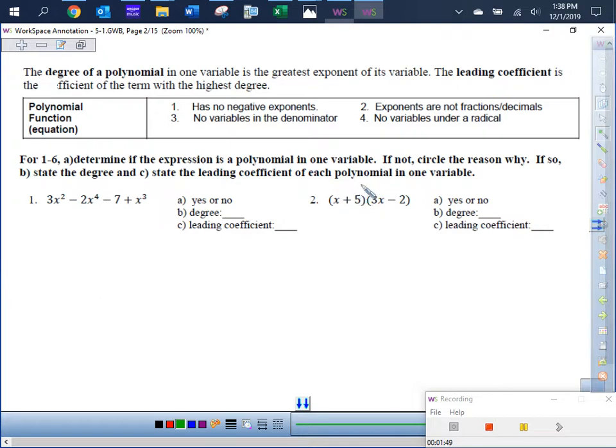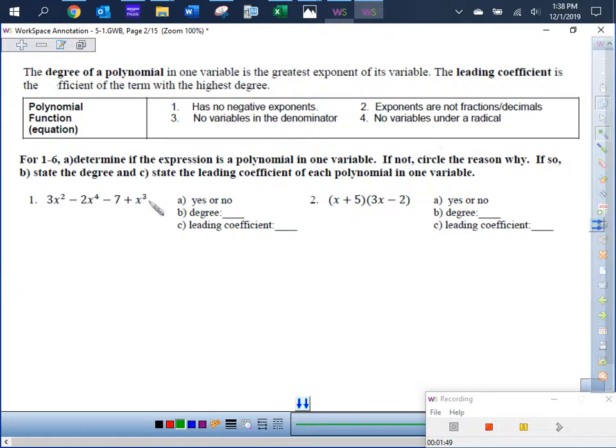So let's just dive in. They have to be using one variable first of all, right? And there are 4 basic rules. Obviously if it's got x's and y's and stuff like that, that's a definite no. But if they're all the same variable, there are 4 rules. It can have no negative exponents. It can't have any exponents that are fractions or decimals. It can't have any variables in the denominator, and it can't have any variables underneath the radical.